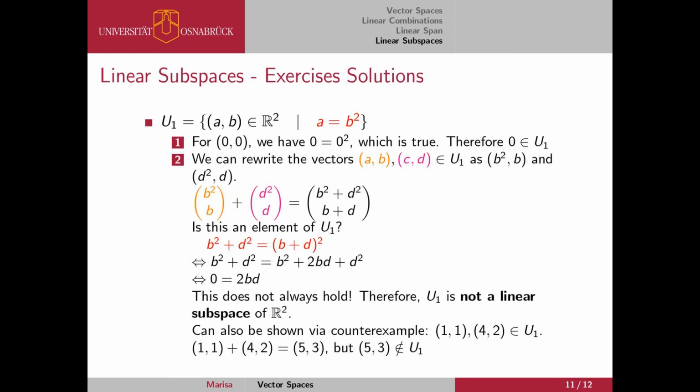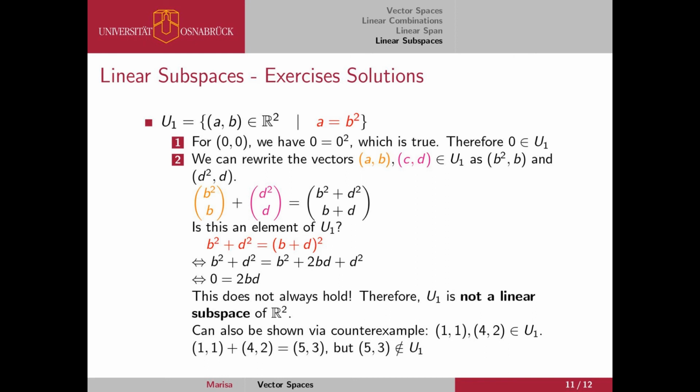Here you can see the solution for the first exercise, so for the first set U1. And we want to check whether U1 is a linear subspace of R2. U1 was defined as all the elements (A, B), which are elements of R2, for which it holds that A is equal to B squared. So now we need to check whether the axioms hold. The axiom 1 was the one that told us whether the zero element is contained in our set or not. And if you remember, the zero element has to be element of the set in order for it to potentially be a linear subspace. So the zero element in this case would be the vector (0, 0).